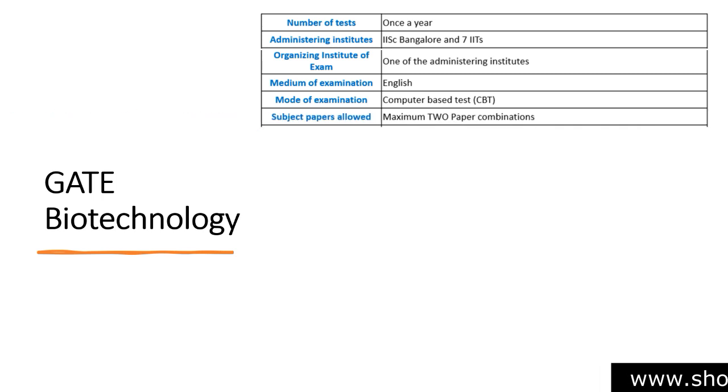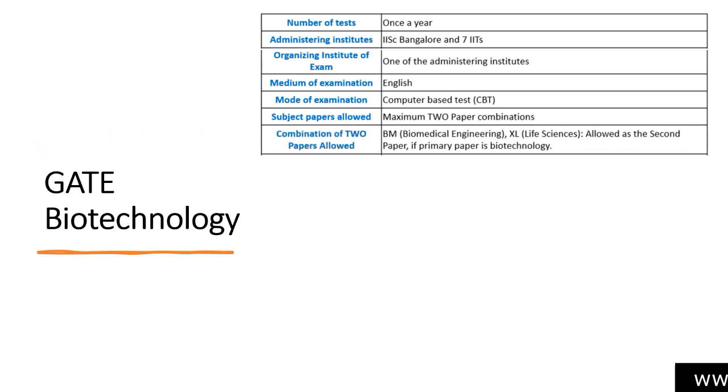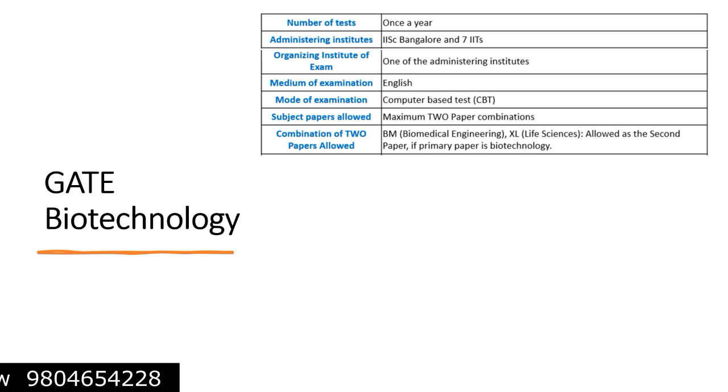Subject papers that are allowed, maximum 2 paper combinations are allowed. Now what is the list of these 2 paper combinations? Primarily it's biomedical engineering, BM, then XL, that is life sciences. Now for the second paper, either of these, biomedical engineering or life sciences, can be taken as a second paper if the primary paper is biotechnology, because it's about the GATE Biotechnology exam. So along with biotechnology, you can either take biomedical engineering or life sciences as a second paper.